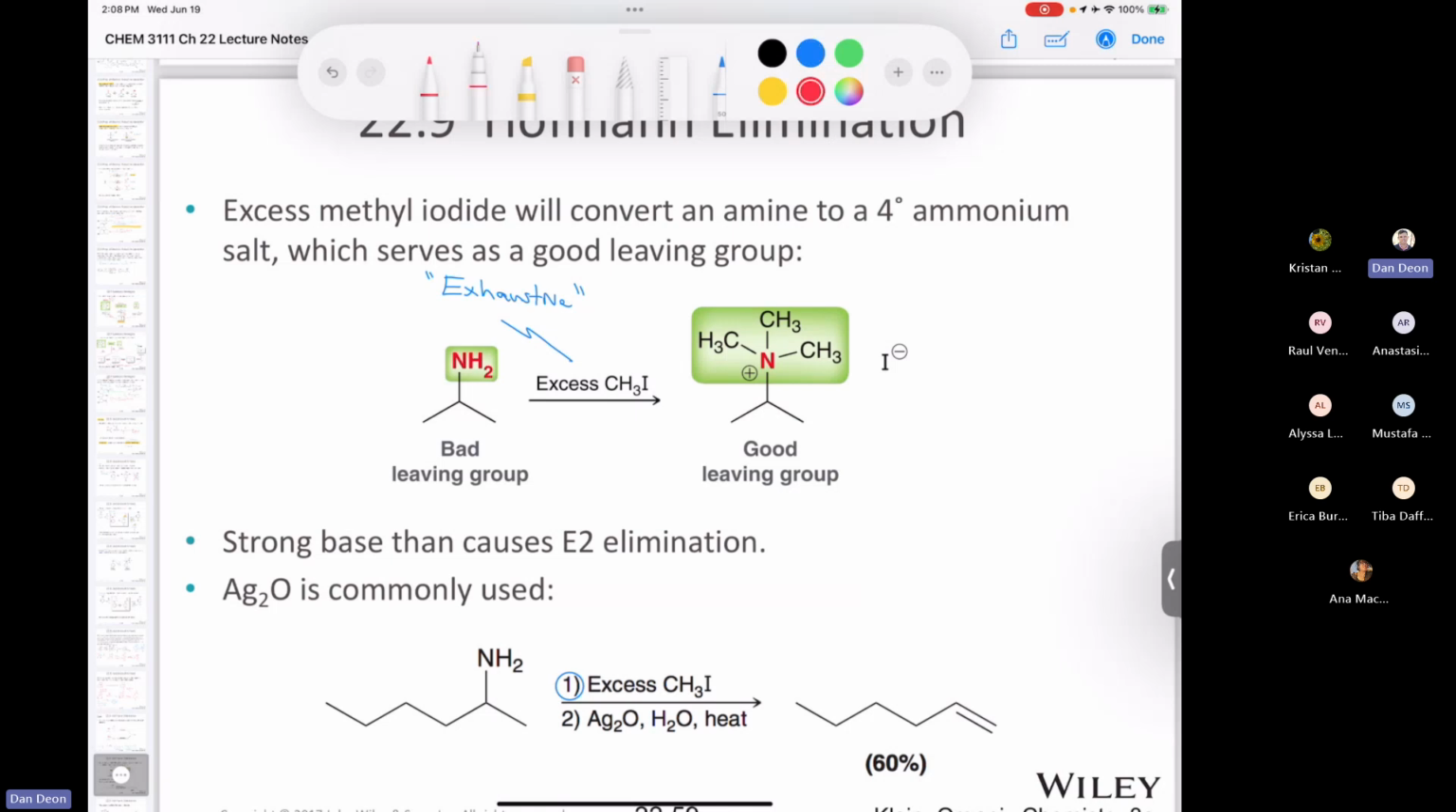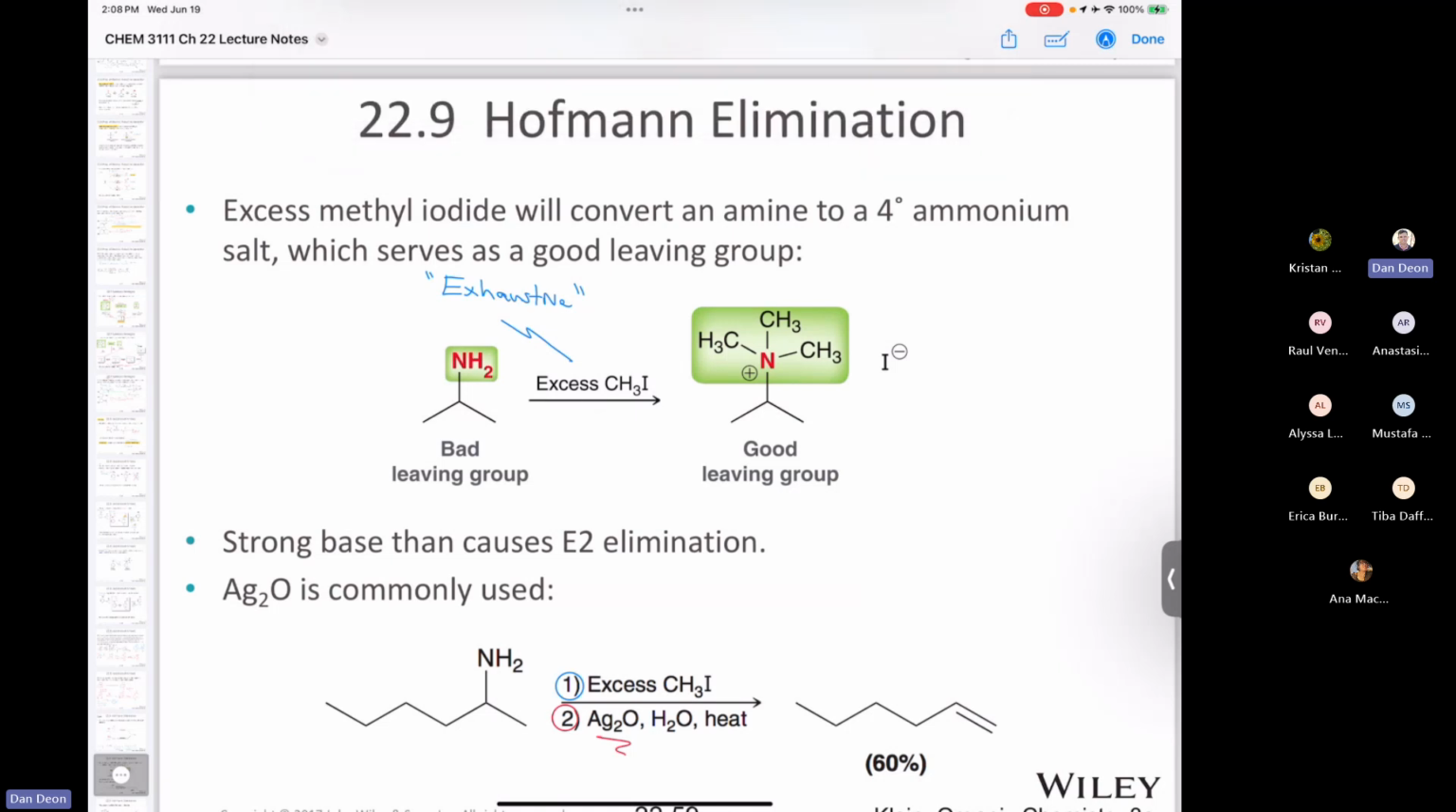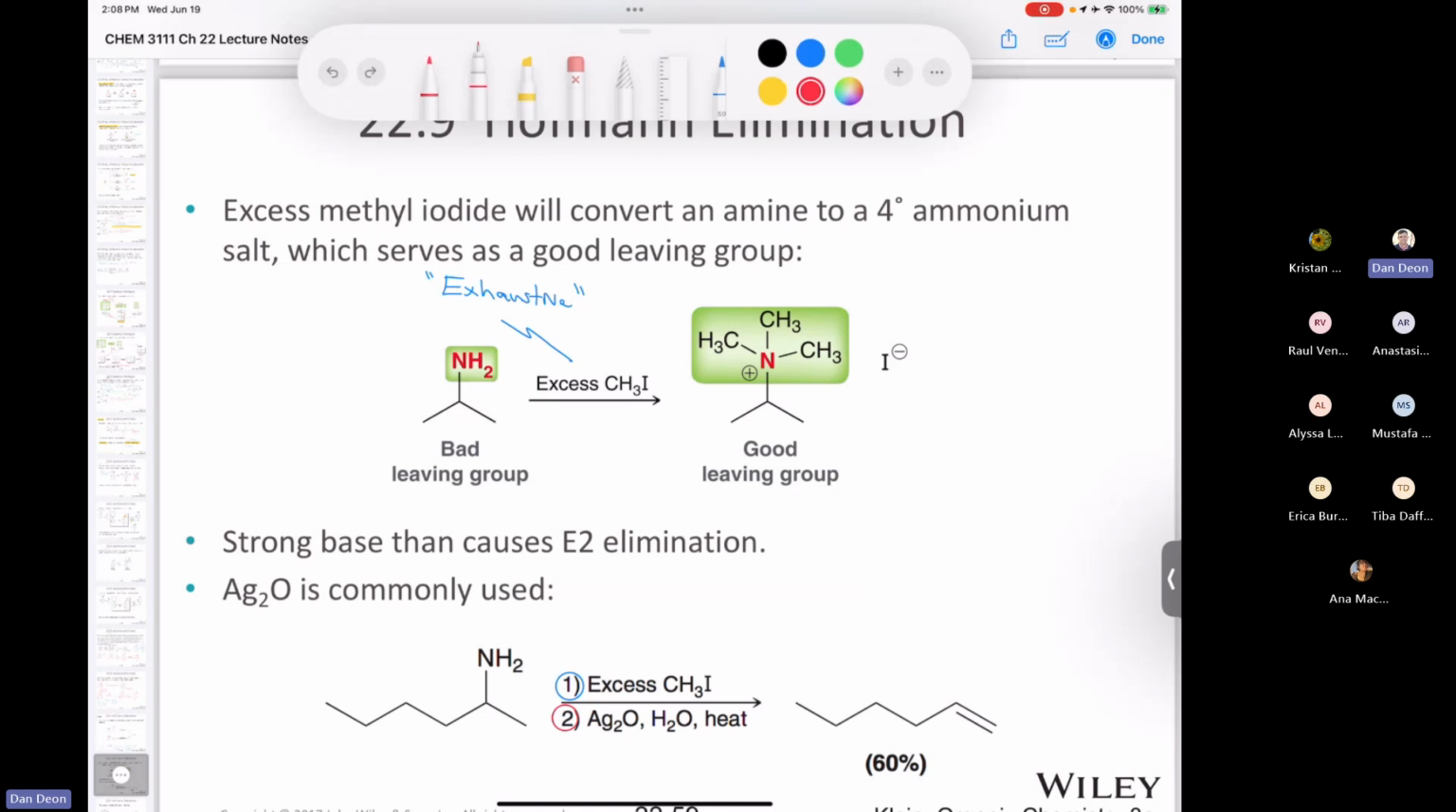So after you do the exhaustive alkylation in the first step, then in the second step you use silver oxide. And you might say, well, silver doesn't come up a whole lot in this class. Well, there's a reason why we use silver oxide as a base instead of something like sodium hydroxide or potassium hydroxide. And I'll explain that to you in just a second. But the idea is this. After the first step in this reaction, you would end up with this quaternary ammonium salt, and then the silver oxide behaves as a base, and you pull off this proton, and you end up with the Hoffman product.